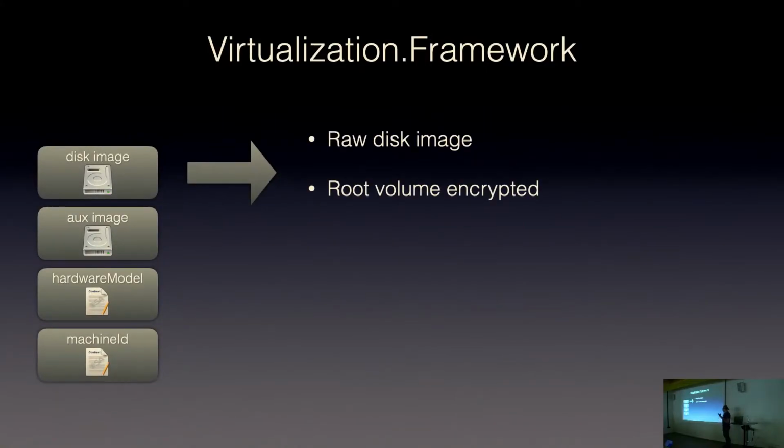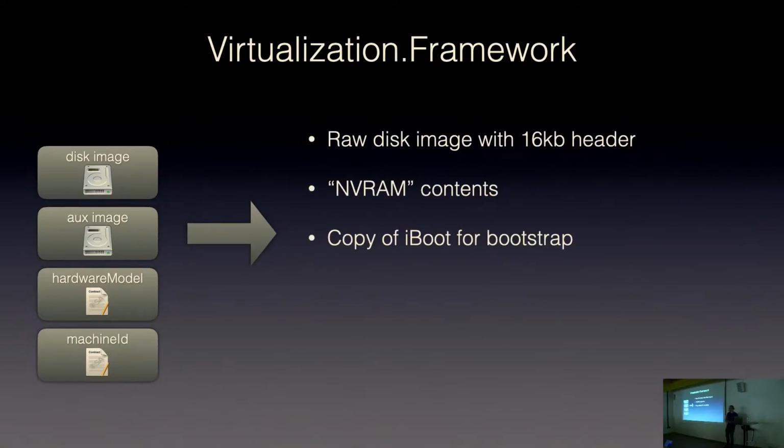The disk image is just a raw disk image that contains the actual contents of the disk. However, its root volume is encrypted, so by default you couldn't just map it and read it. The aux image contains NVRAM. I don't know if you've ever used Macs or macOS. If you did, something they carried over all the way from PowerPC into now is an NVRAM concept, where you had first Open Firmware variables and then UEFI variables, and now it basically is parts of some NVRAM storage that is virtualized with the aux image.